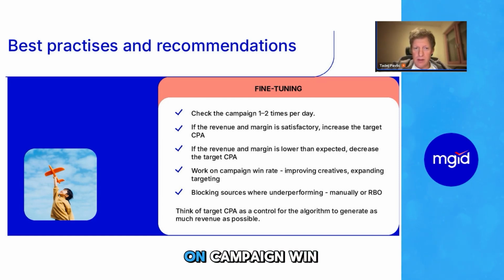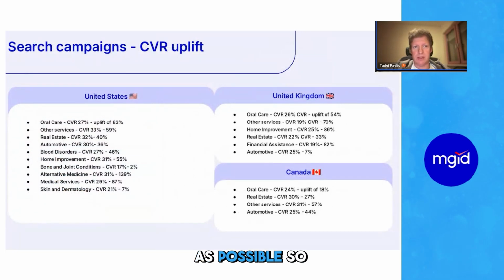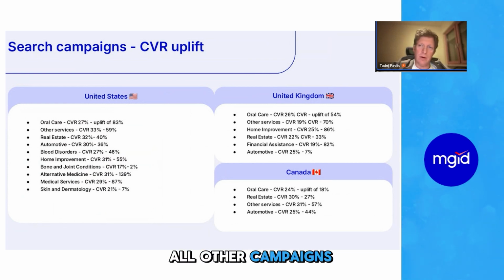You can also work on campaign win rate. You can see win rate in our dashboard. You can improve creatives, you can expand on targeting, and at the same time, you can block sources, as I mentioned, where you don't see performance, to tell the algorithm, I'm not interested in this source, let's try other ones. You can do this manually or using rule-based optimization. But think of target CPA, changing the value, as this control for the algorithm to generate as much revenue for you as possible.